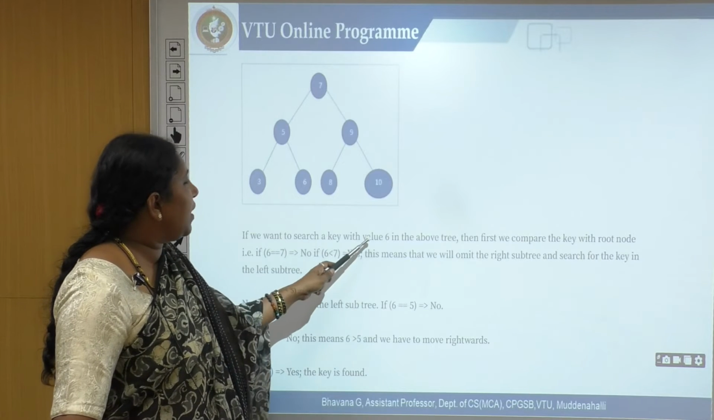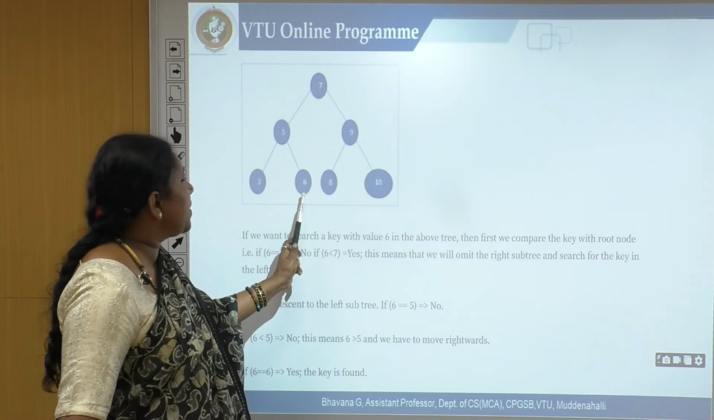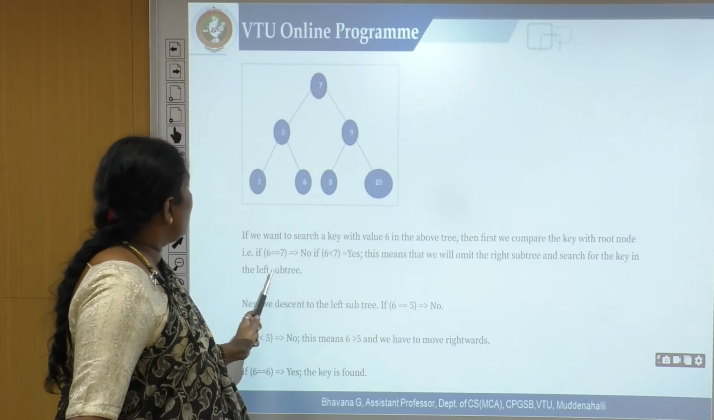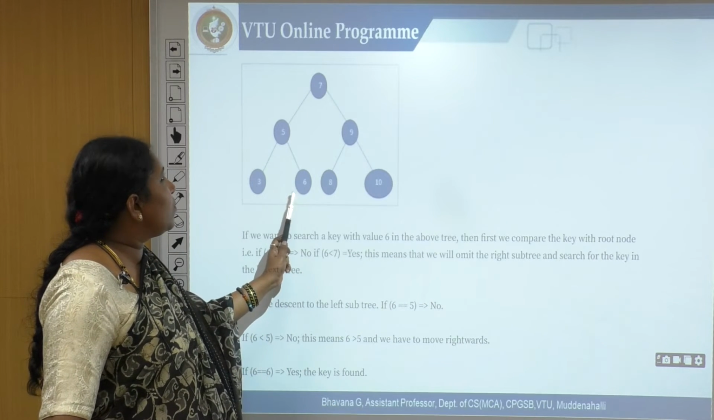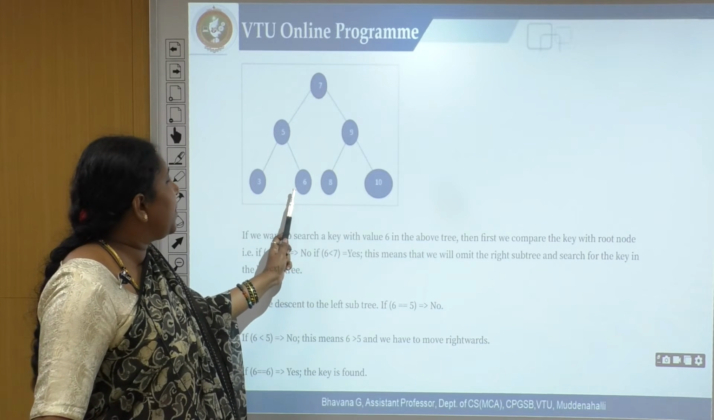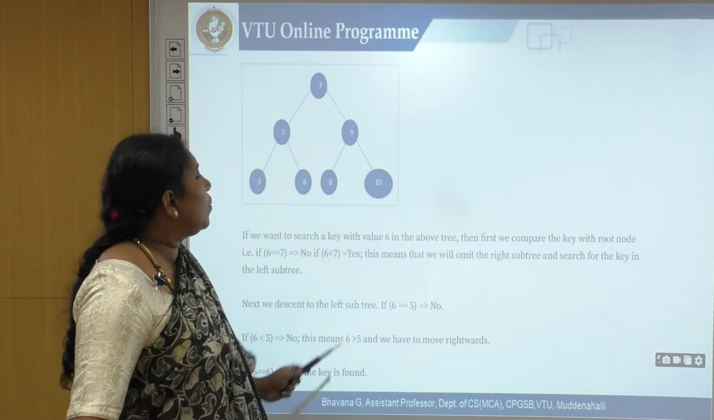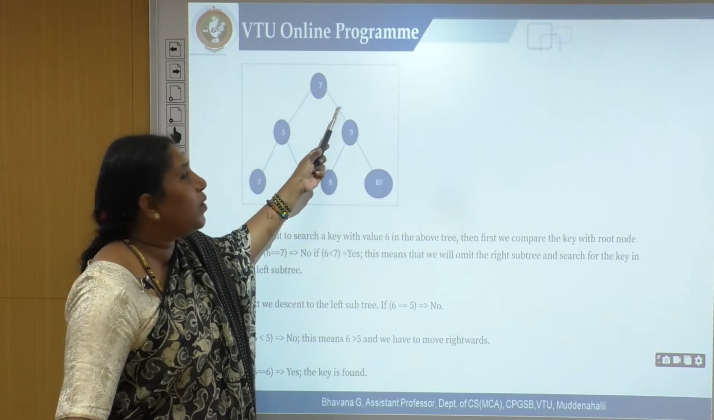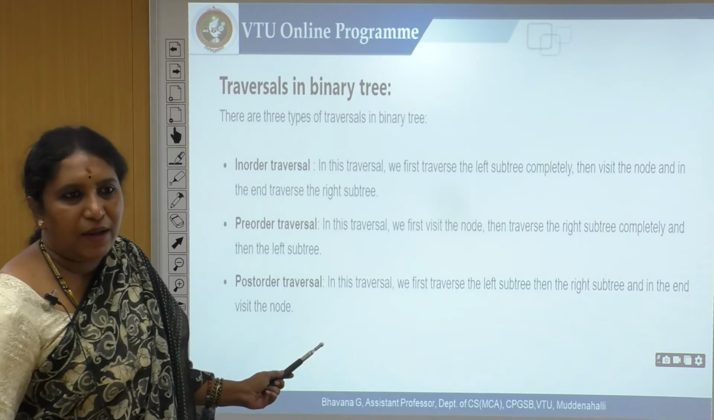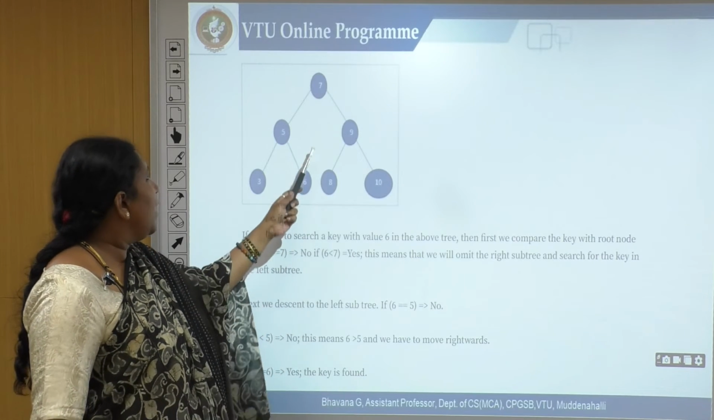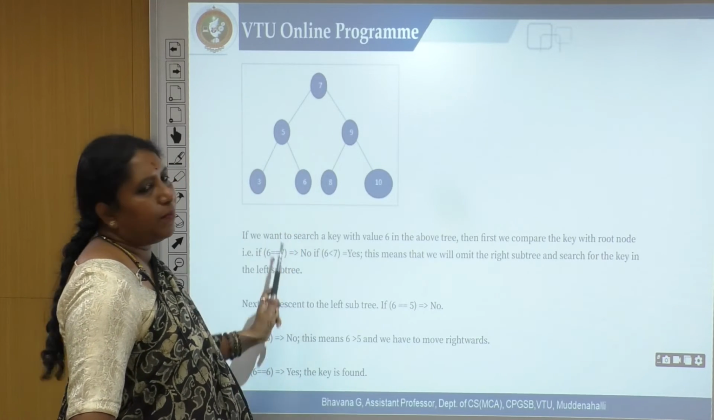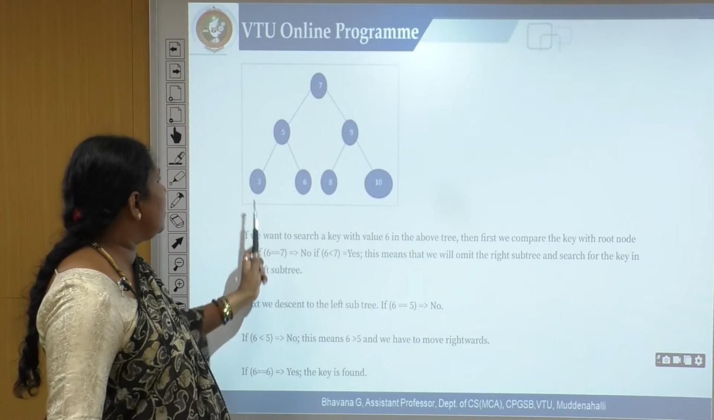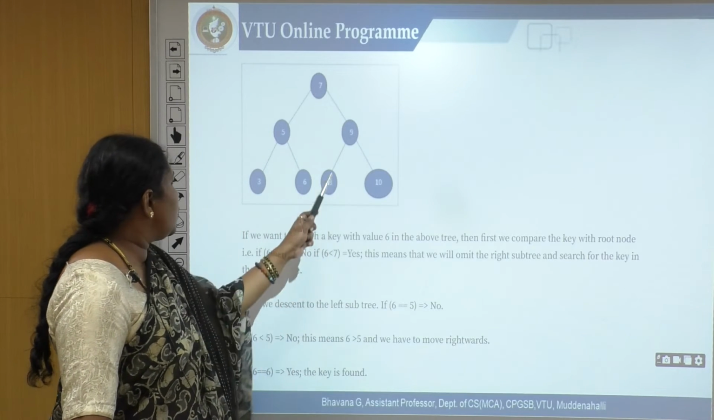If you want to search for a key with the value 6, where is 6 here? So in this tree, you first compare the key with the root node. I want to search for this element, so I am comparing this element with the root. 6 is lesser than 7, so I don't go to the right subtree. I will avoid going to the right subtree, and I will only search the element here, because it is lesser than the root node, it is there in the left subtree. So this condition is false.